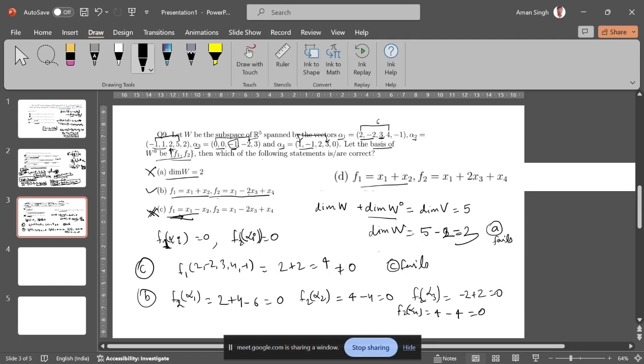So this is correct. F1 and F2 vanish on all four vectors, sorry, all four generating vectors of W. So F1 and F2 belong to W0, and because they are linearly independent, they will form a basis. What about this one? F2.